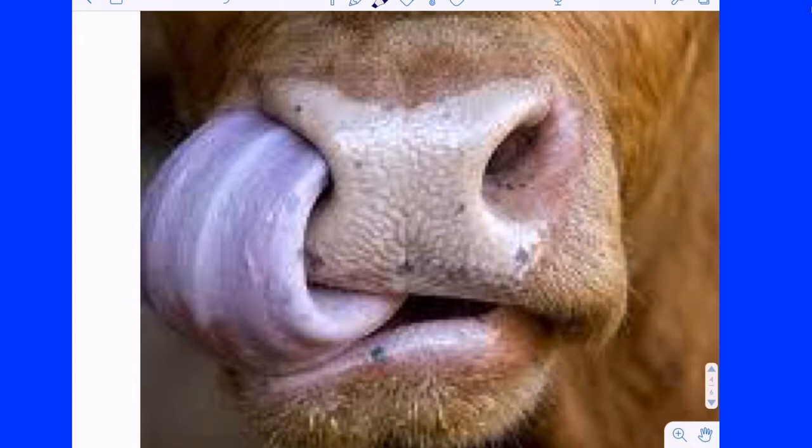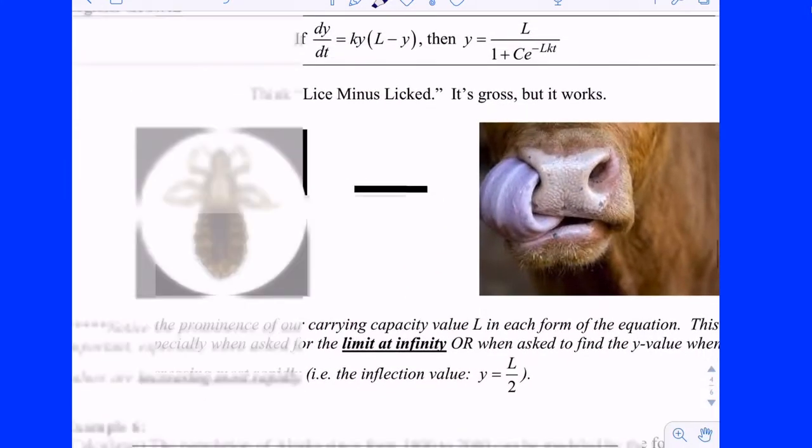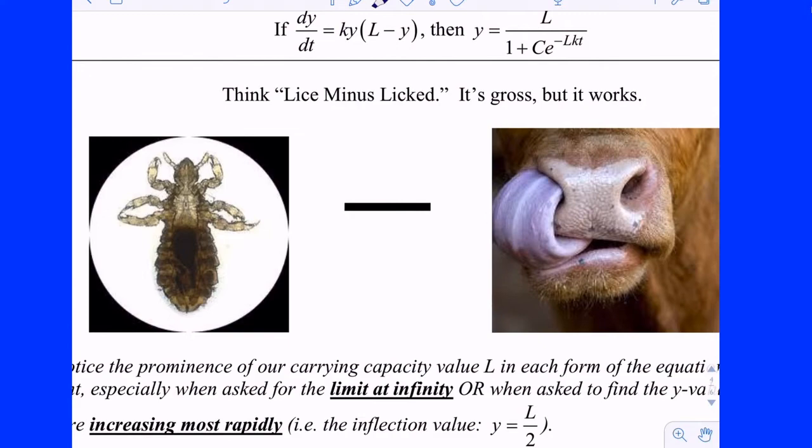That's a guy I went to school with. No, that's a cow. Yeah. Lice minus licked. There's the imagery that's going to help you remember it, okay? It's gross, but it works. Lice minus licked. So the solution to dy/dt equals k times y is the sect equation. And the solution to k times y times (L minus y) is lice minus licked. Okay? Lice minus licked.